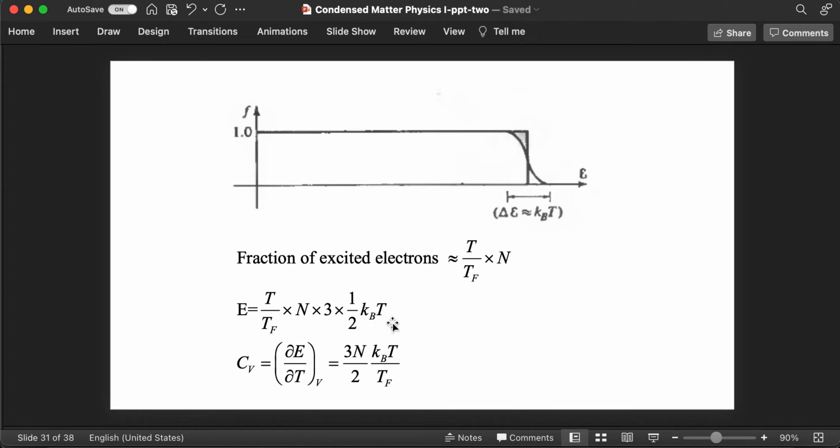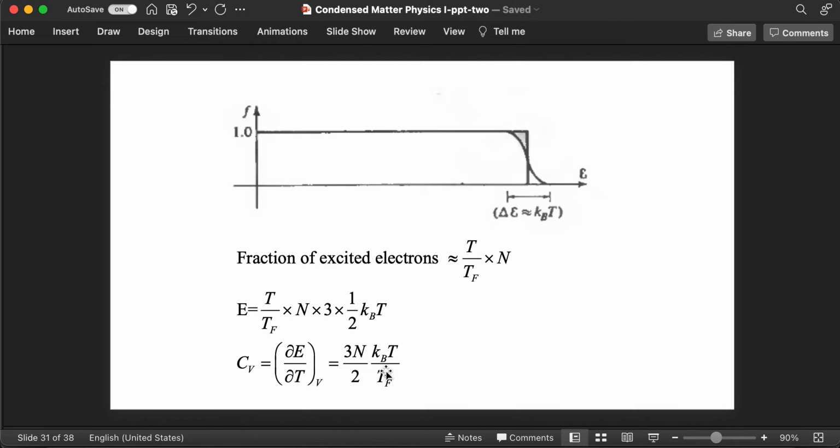So now you can see that the internal energy picks up T squared. There's a T here and a T here, that makes T squared. So if I differentiate it, I will get T, and now I have the specific heat as 3n by 2 kB T by Tf. So there are two things here. One, the specific heat is now temperature dependent. It is linearly dependent on temperature, and the specific heat is reduced by a factor of Tf. This Tf is about 100 times more than room temperature.